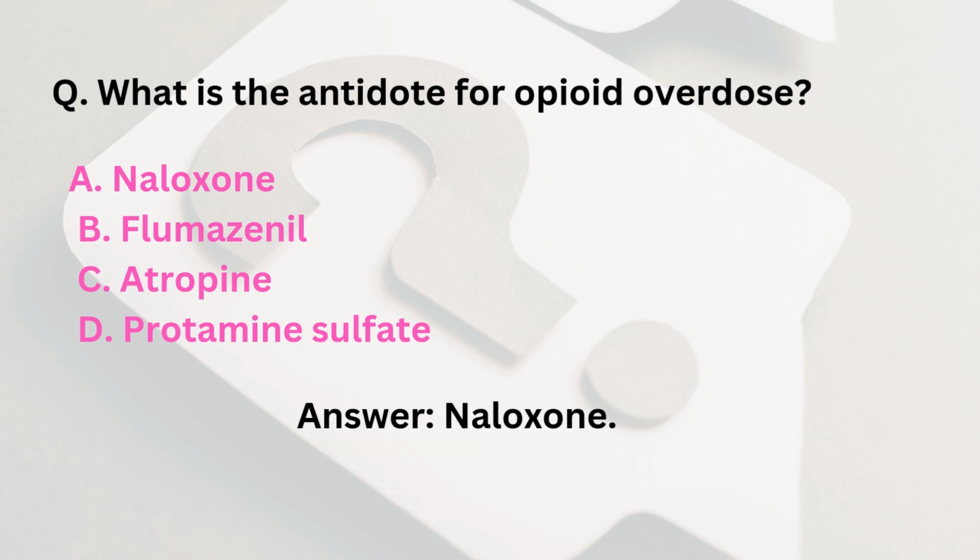Why naloxone is used? Naloxone is a medication that rapidly reverses the effects of opioid overdose, such as respiratory depression, unconsciousness, coma, etc. The other options are incorrect because they are not used for opioid overdose. Flumazenil is used to reverse the effects of benzodiazepine medications. Atropine is used to treat bradycardia. Then protamine sulfate is used to neutralize the effects of heparin, that is anticoagulant.